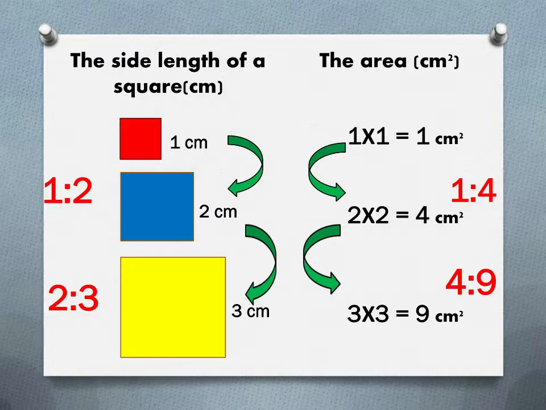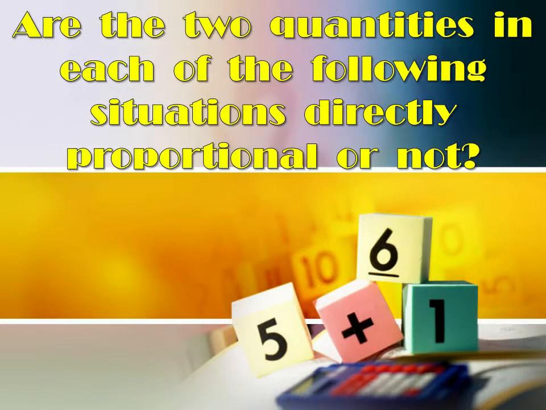Of course, they are increasing. When one side is increasing, the other side is also increasing. The two quantities are increasing, but here the problem is the ratio is not equal. Before, I have mentioned you increase or decrease in the same ratio. So remember that it is not enough that quantities are increasing or decreasing. It should happen in the same ratio.